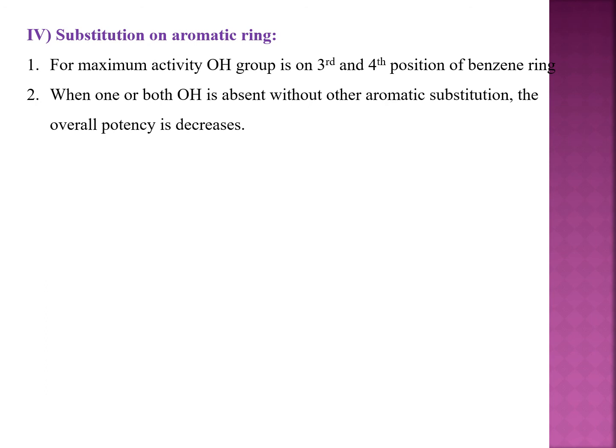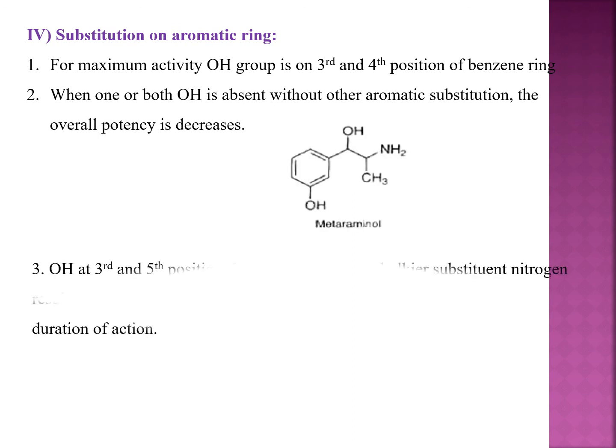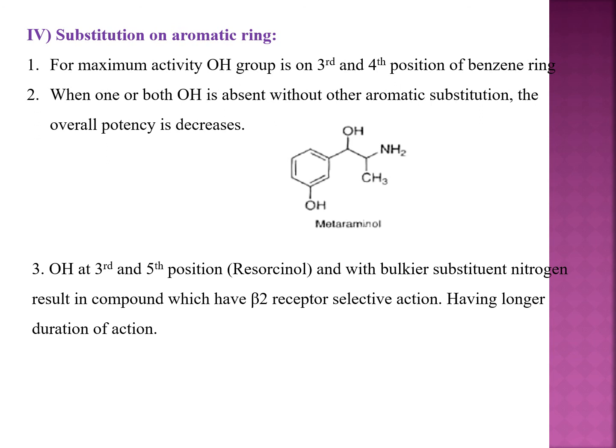Now the next point is substitution on the aromatic ring. For maximum activity, hydroxyl groups are on the third and fourth positions of the benzene ring. When one or both hydroxyl groups are absent without other aromatic substitution, the overall potency decreases. For example, metaraminol, here only one hydroxyl group is present.